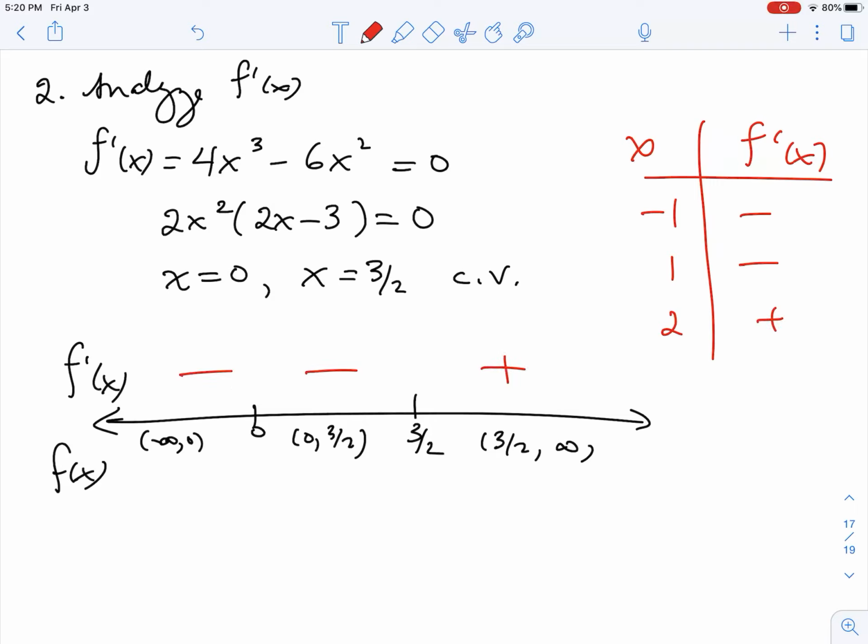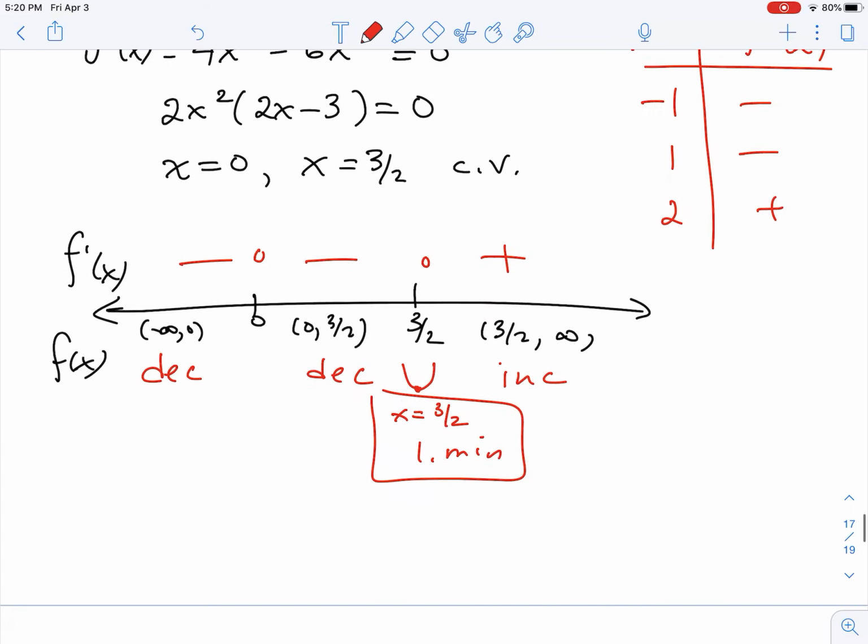Okay? And these were the zeros of the function. So we notice that the original function will be decreasing, decreasing, and increasing. I know when I change concavity, so I went from decreasing, not concavity, I'm sorry guys. When I change from increasing to decreasing, I have an extrema, so at x equals 3/2, it looks like we have a local minimum.